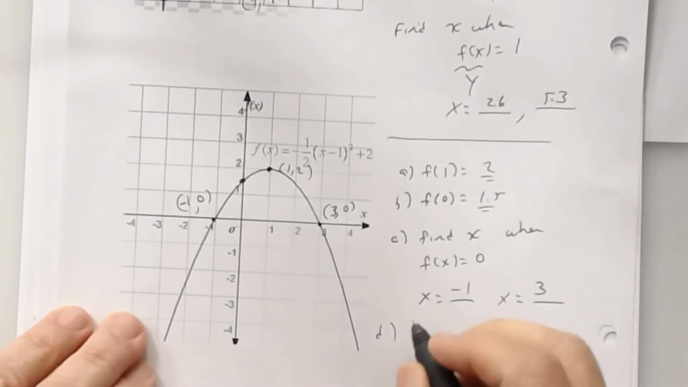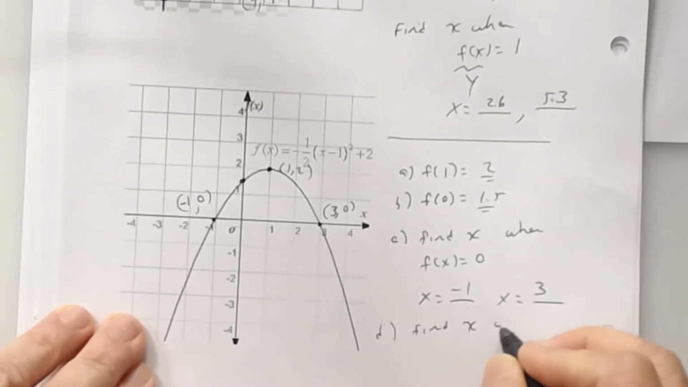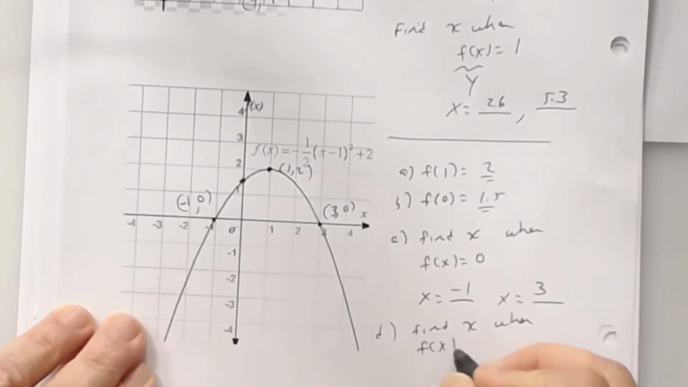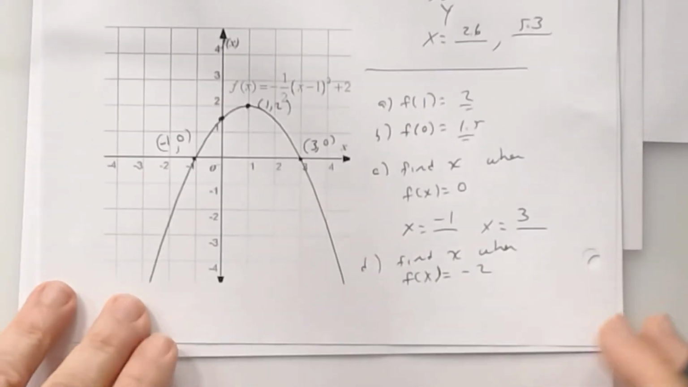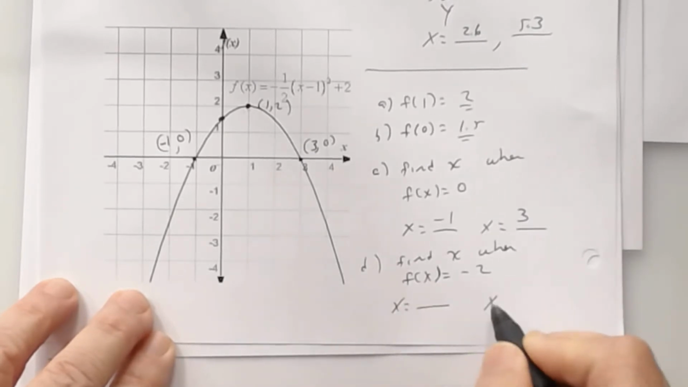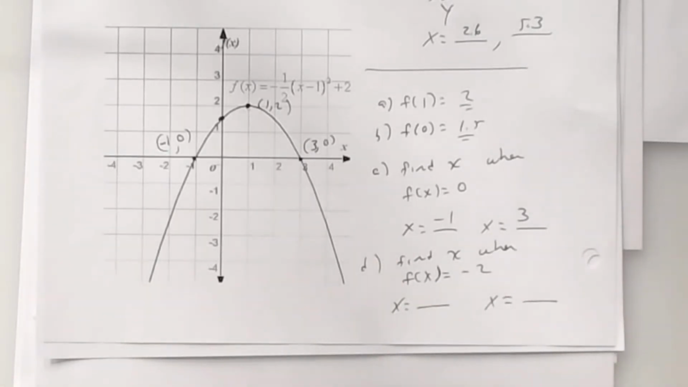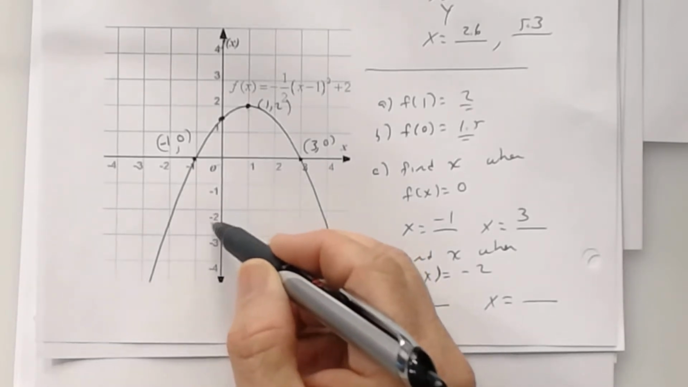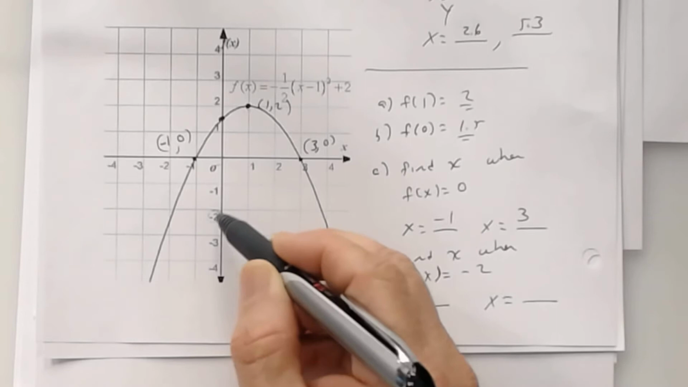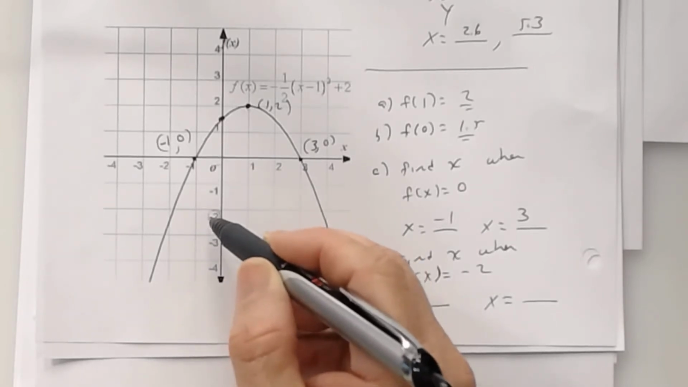Let's estimate this one. D, find x when f of x equals, let's say, negative 2. Negative 2. So x equals blank, x equals blank. So estimate, nearest tenth. So find x when y is what? Negative 2. So remember, f of x is y. You got to remember that. So locate where y is negative 2. Where's y negative 2? Right here, right? So see, I'm circling it. That's why on the y-axis, that's where negative 2 is.